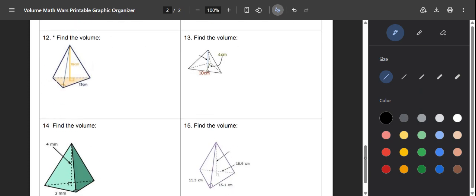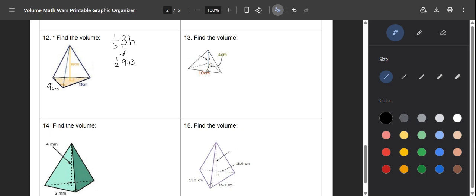All right, number 12, we've got a pyramid, but it is a triangular pyramid. That's okay. We can figure this out. This missing measurement here is 9 centimeters. We're going to use the same principle of 1/3 area of the base times the height. So first, let's find the area of the base of this triangle. We know that that is going to be a triangle, so we've got 1/2 times 9 times 13. And then that takes care of the area of that triangle.